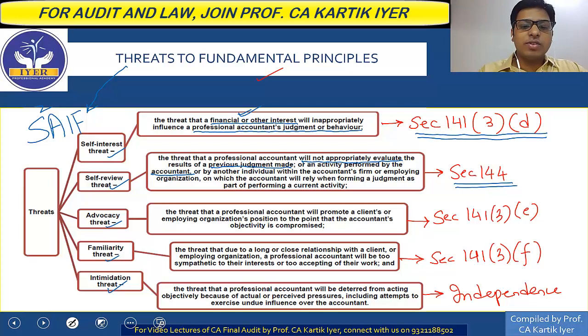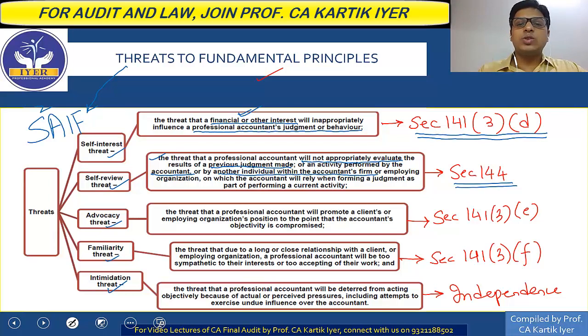So again, self-review threat is given here, but to safeguard against that, or to ensure that self-review threat is not there, section 144 is already in place in the Companies Act. Let's see these points. The threat that the professional accountant will not appropriately evaluate the results of previous judgments made or an activity performed by the accountant or by another individual within the accountant's firm or employing organization on which the accountant will rely when forming a judgment as a part of performing a current activity.